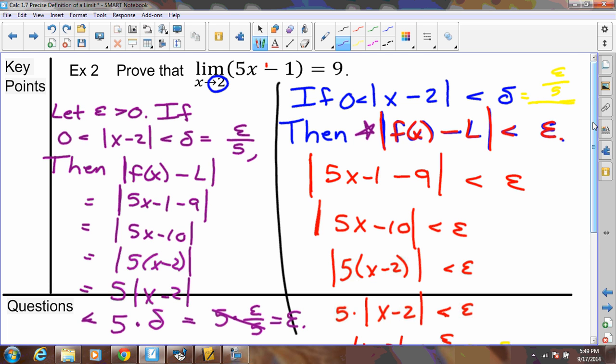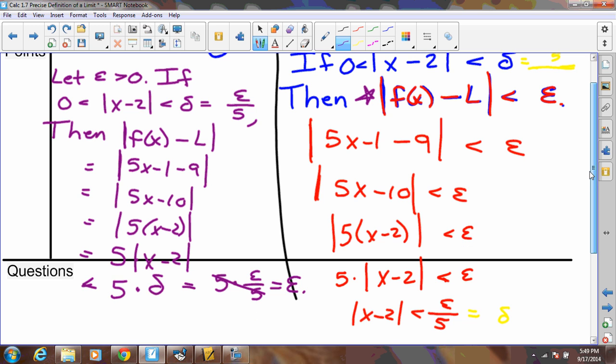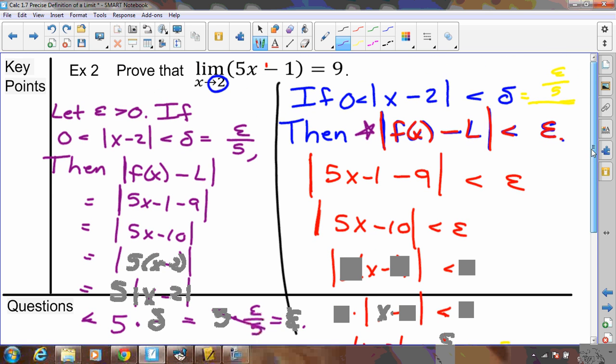This whole part in the purple is the write-up. It's the solution for this particular problem. All the stuff in the red and the blue on the right-hand side was scratch work that helps us be able to write up the answer in purple.